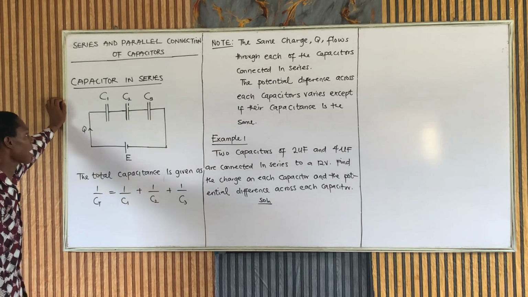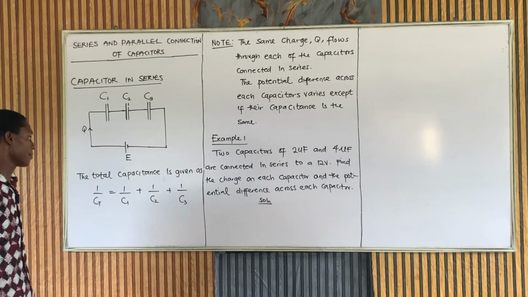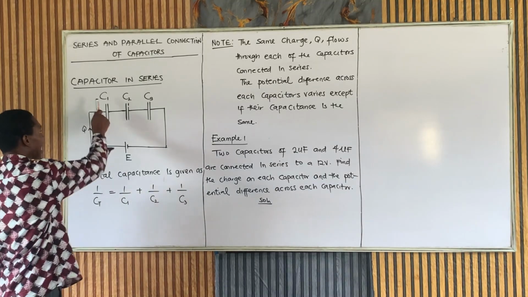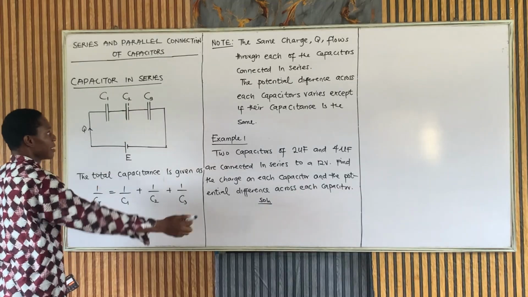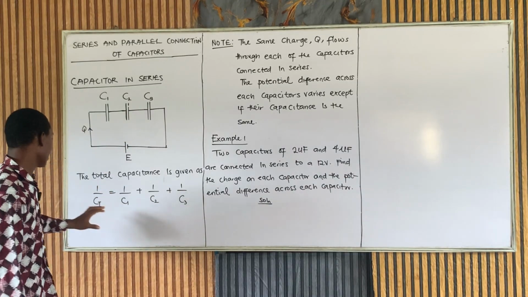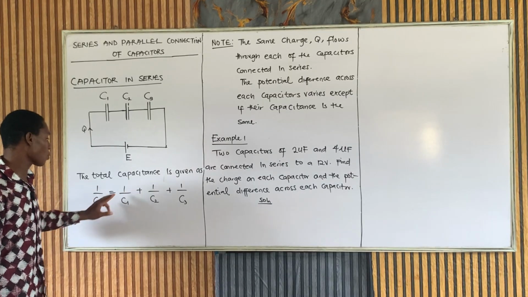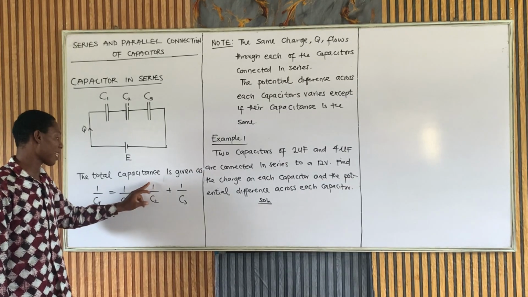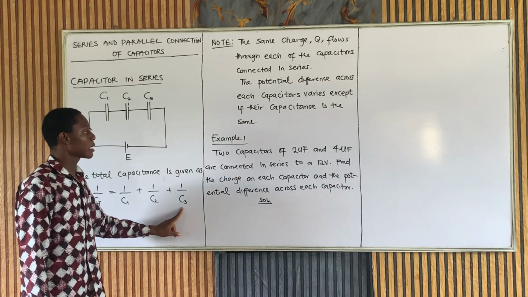actually. So I'm trying to say the voltage across each capacitor is not necessarily the same, except when their capacitances are all the same. C1, the value of C1 and the value of C2 and the value of C3 are the same. Now, for capacitance in series, the total capacitance is given as 1 over total capacitance is equal to 1 over capacitance 1, plus 1 over capacitance of the second capacitor, and 1 over capacitance of the third capacitor.